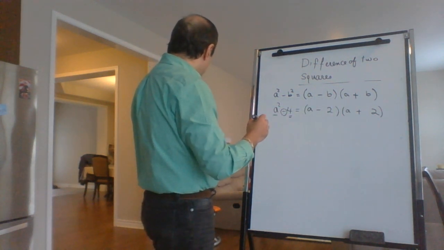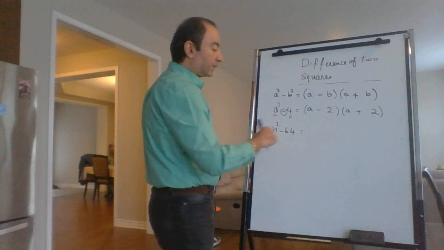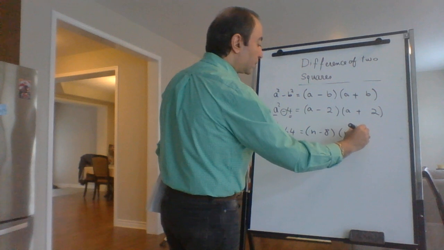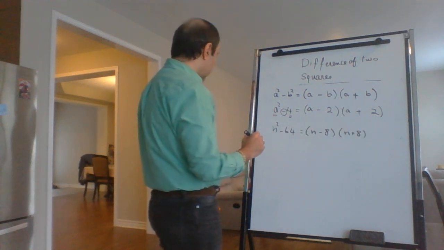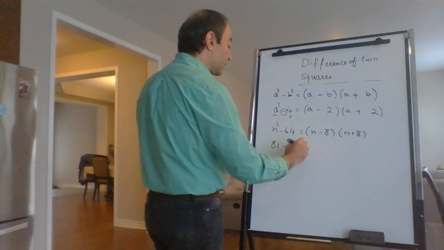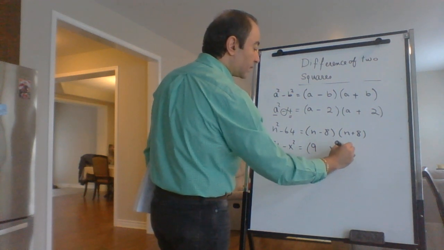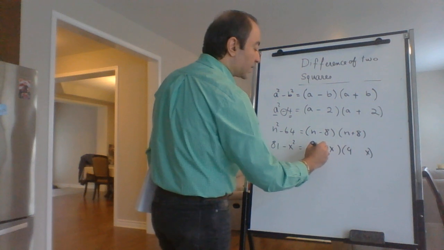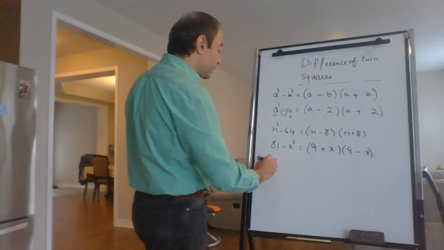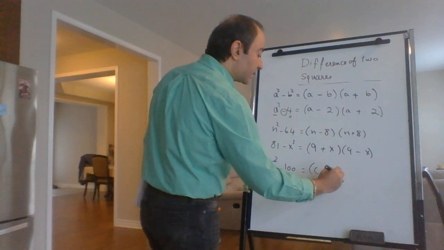Okay? Now another example, n squared minus 64. Same idea. n minus 8, n plus 8. Square root of the first, square root of the second, opposite signs. 81 minus x squared. Same idea. Square root of the first 9, square root of the second x, square root of the first 9, square root of the second x, opposite signs, plus and minus. Okay? Let's say c squared minus 100. Same thing, c minus 10, c plus 10.